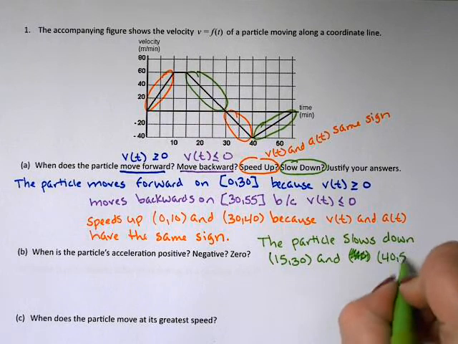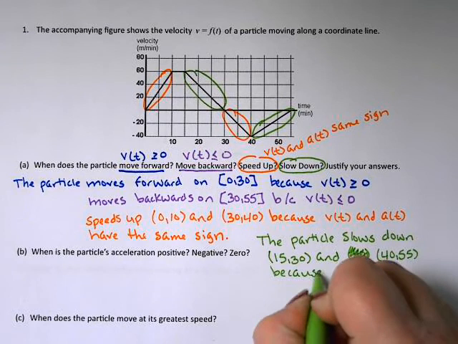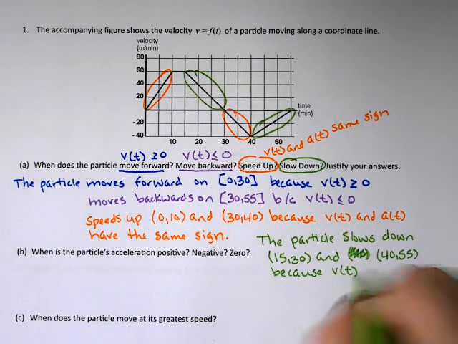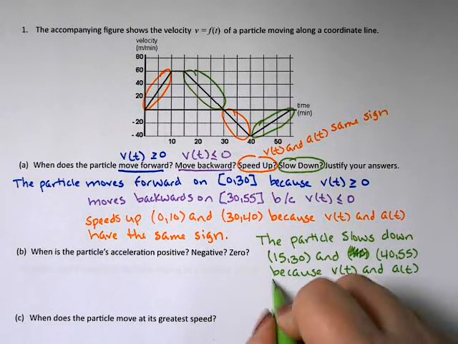40 to 55, because velocity and acceleration have opposite signs.